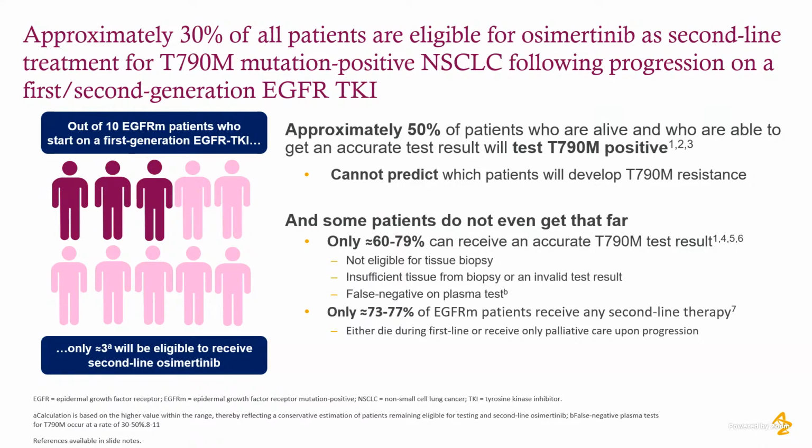So only 73 to 77% of EGFR mutant patients receive any second-line therapy. They either die during first line or receive only palliative care upon progression. So that's why upfront, if we give osimertinib, it will definitely give them much more benefit. Next slide, please.